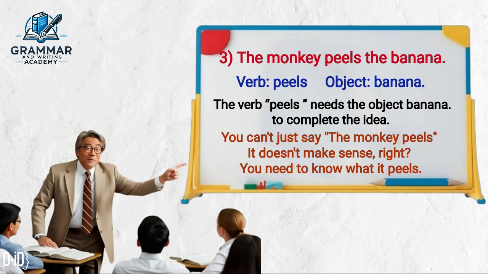Example 3. The monkey peels the banana. Verb: peels. Object: banana. The verb peels needs the object banana to complete the idea. You can't just say, the monkey peels, because it doesn't make sense, right? You need to know what it peels.